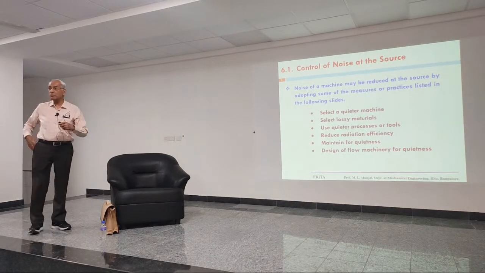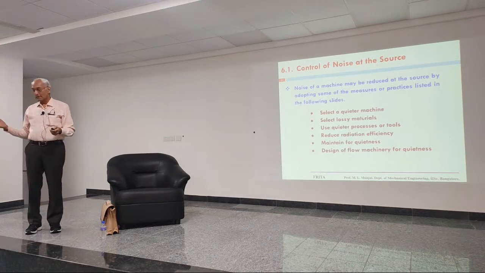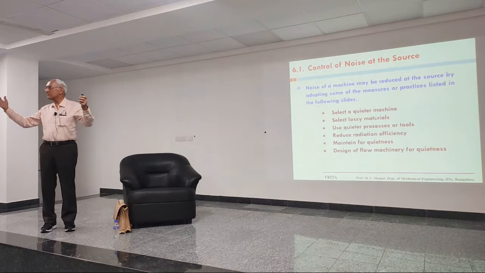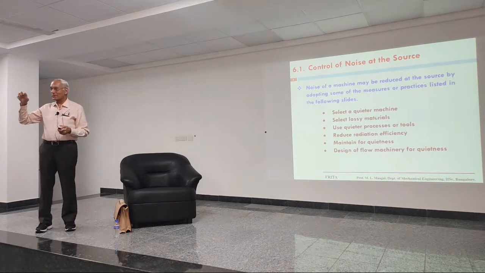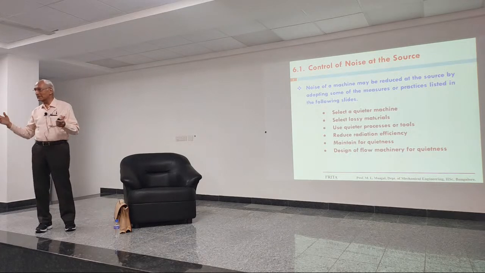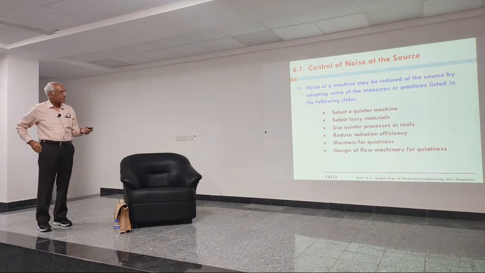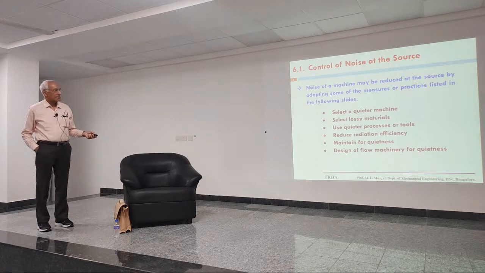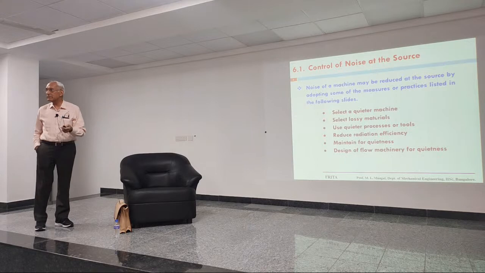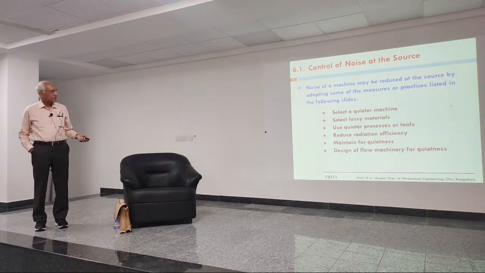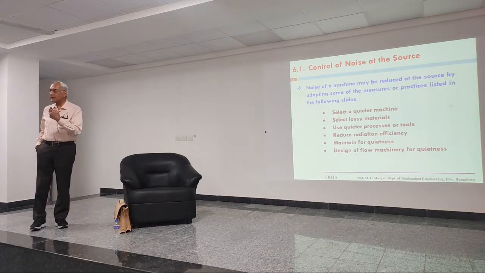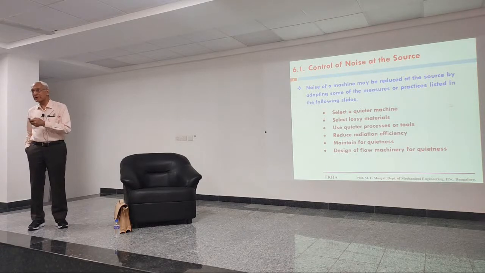This is the best thing when I'm going to buy a machine from the market. Of the various machines available, I should go in for the quietest machine. And I will also tell you later that the quietest machine is not only quieter noise-wise, it's the best in many other ways, because things are related. Next, if I'm choosing materials, can I choose lossy materials, dense materials, something that absorbs energy, right there where the noise is being produced? Then, use quieter processes or tools. If something can be done in different ways, can I choose the way which is relatively quiet?